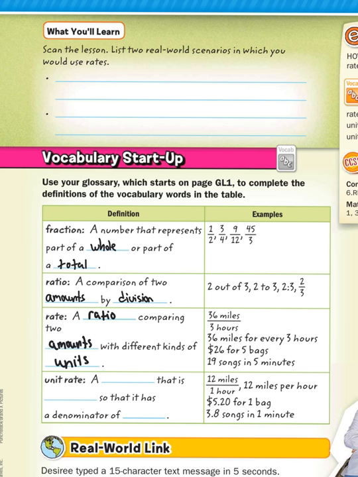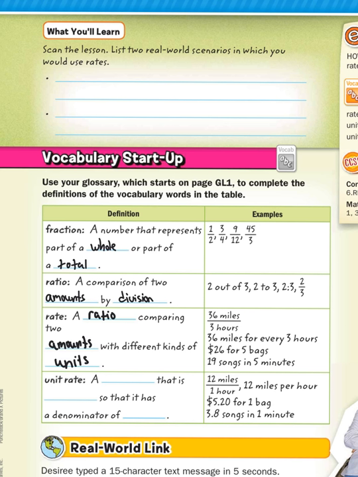So first off, a rate is a ratio. Remember, above, a ratio compares two different amounts, 2 out of 3, 2 to 3. But for a rate, the two amounts have to have different kinds of units. So we're not just saying 36 to 3. We have two units, miles to hours. They have to be different. 36 miles for every 3 hours, $26 for 5 bags. Notice it's dollars, bags, two different units. 19 songs in 5 minutes. They are all rates.